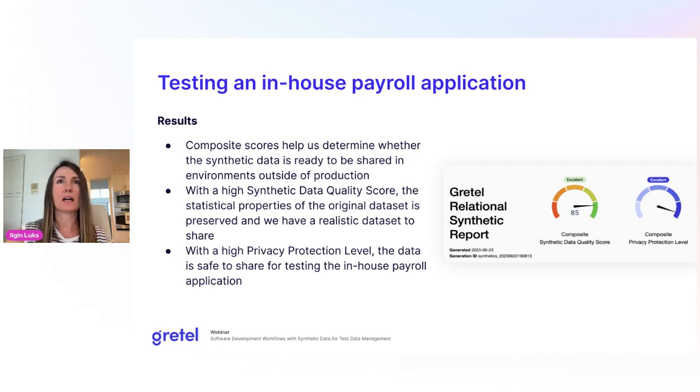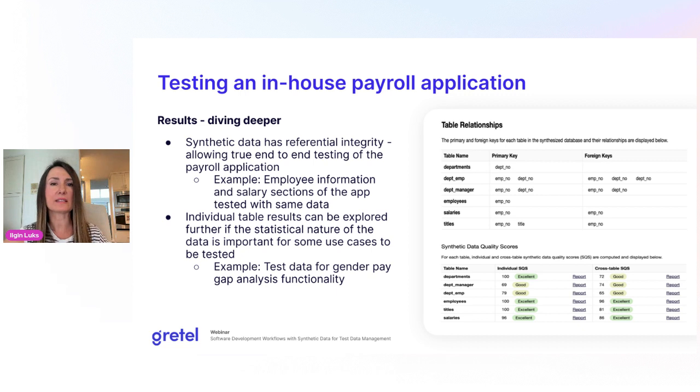Let's move to the next slide. In some cases, we would want to dig deeper though. For example, our team wants to ensure referential integrity of the data, so they can test different parts of the application with one big set of data. Here we can validate from our report that the primary and foreign keys are identified correctly, and that our new data maintains these relationships. For other use cases, we can even check results for individual tables.